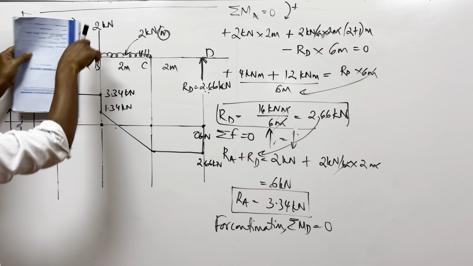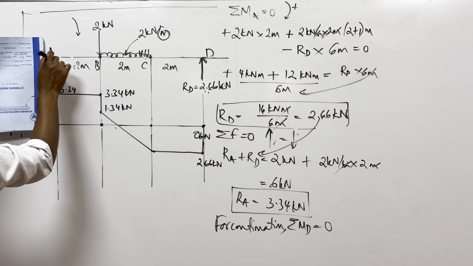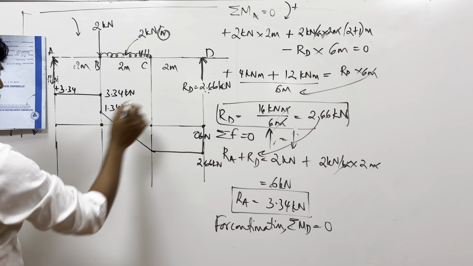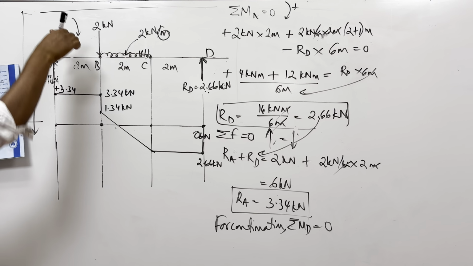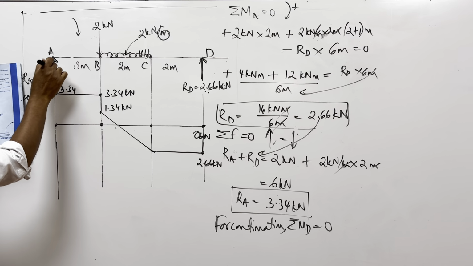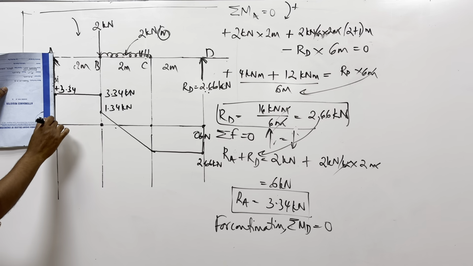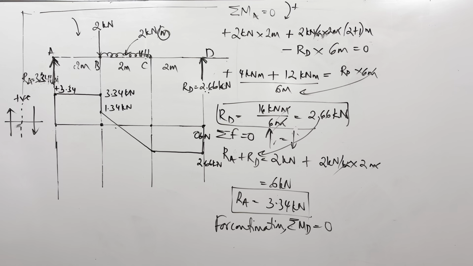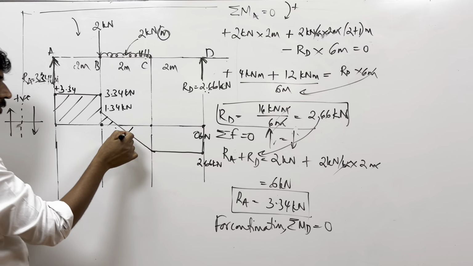it was actually 3.34 plus, and this force going upwards, what happens? A force going upwards on the right hand side is negative. So this is plus 3.34, this is minus 3.34 going upwards, so it becomes 0. Okay, so this is how you draw the shear force diagram.